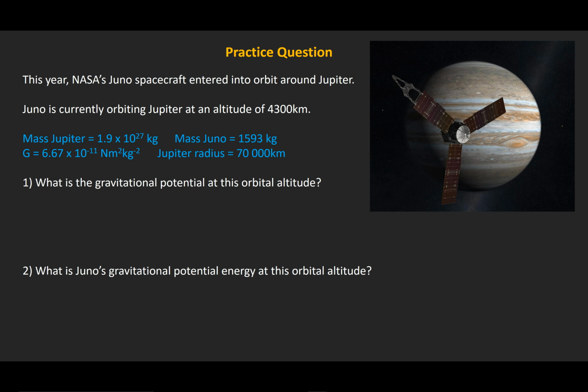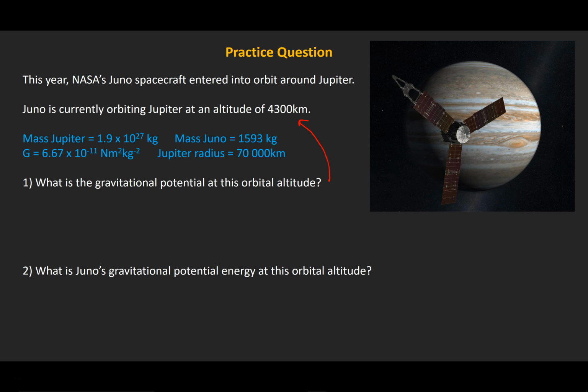So here's a quick practice question then. This year, NASA's Juno spacecraft entered into orbit around Jupiter and has given us some amazing images. Now, Jupiter's current orbital altitude is 4,300 kilometres. Given that the mass of Jupiter is 1.9 times 10 to the 27 kilograms, the mass of the Juno spacecraft is 1,593 kilograms, and the radius of Jupiter is about 70,000 kilometres, what is the gravitational potential of Juno at that orbital altitude of 4,300 kilometres?